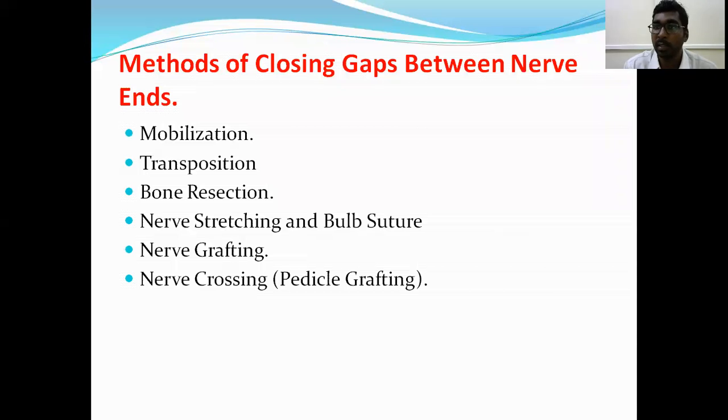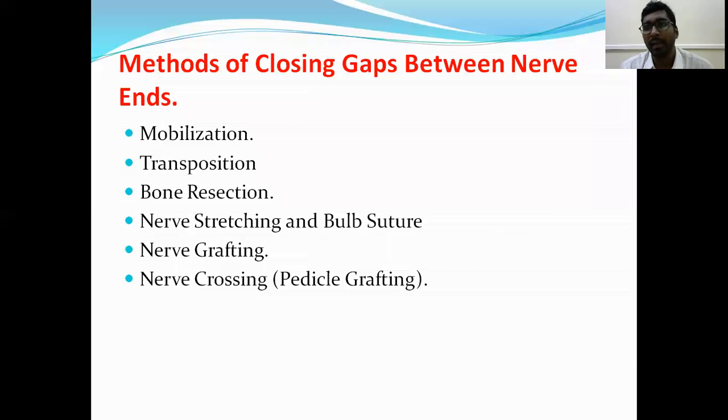And bone resection. Sometimes both nerve ends are very difficult to approach and attach. If there is too much tension when you attach them, you do bone resection. So the length of the bone is decreased, meaning the ends are relaxed, and you can do end-to-end repair of the nerve in this way. And nerve grafting: you will take a nerve from some other part and use it as a graft.